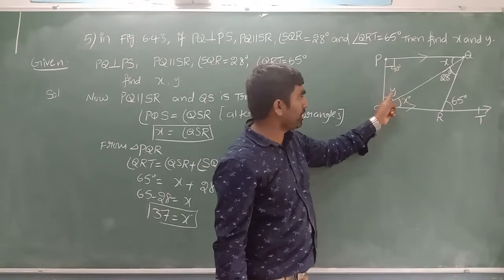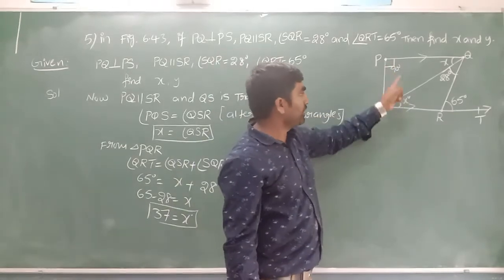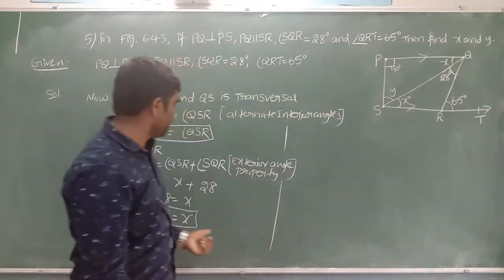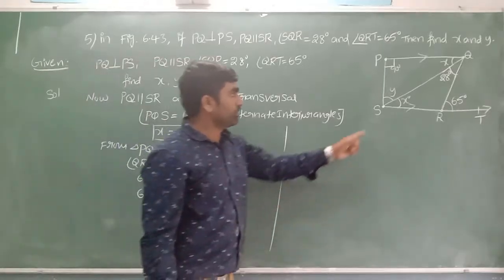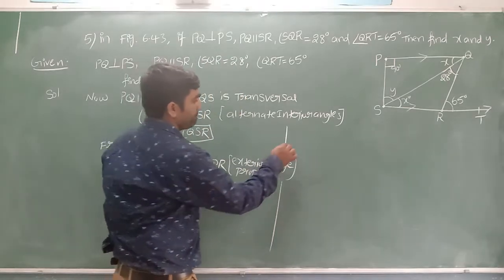90 degrees plus y plus x is equal to 180. We know that co-interior angles are always supplementary. Already we know the value of x, which is 37. So from there we can find the value of y.